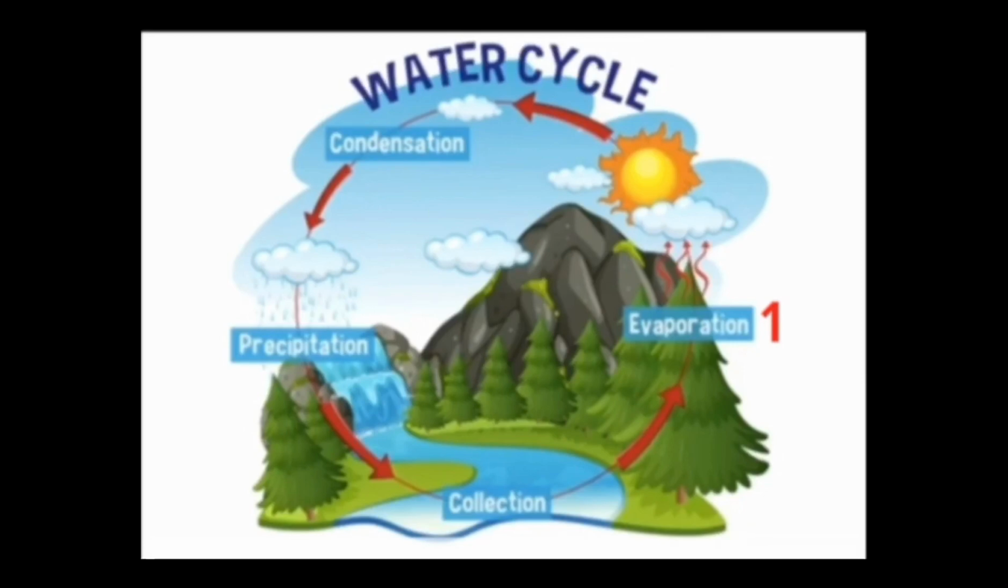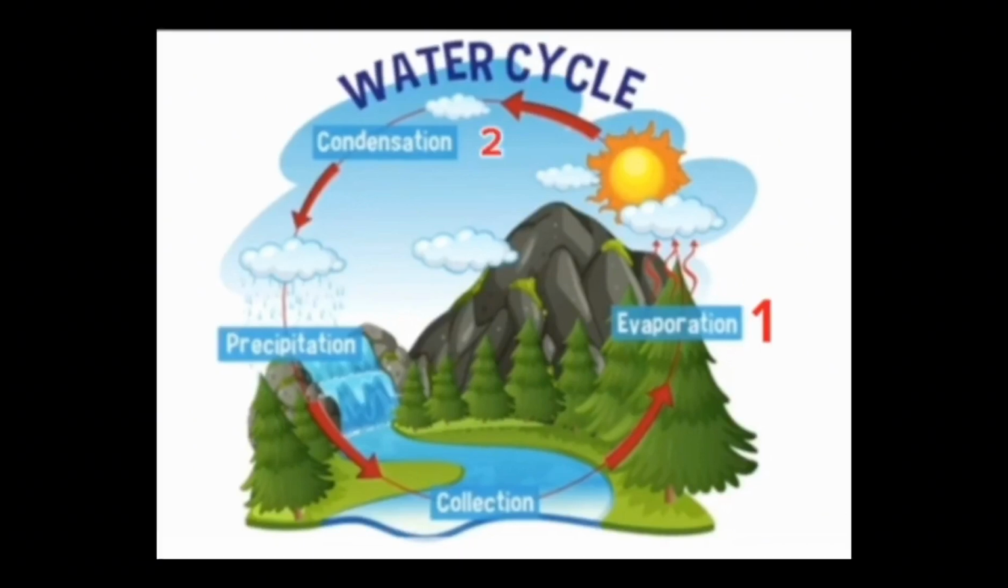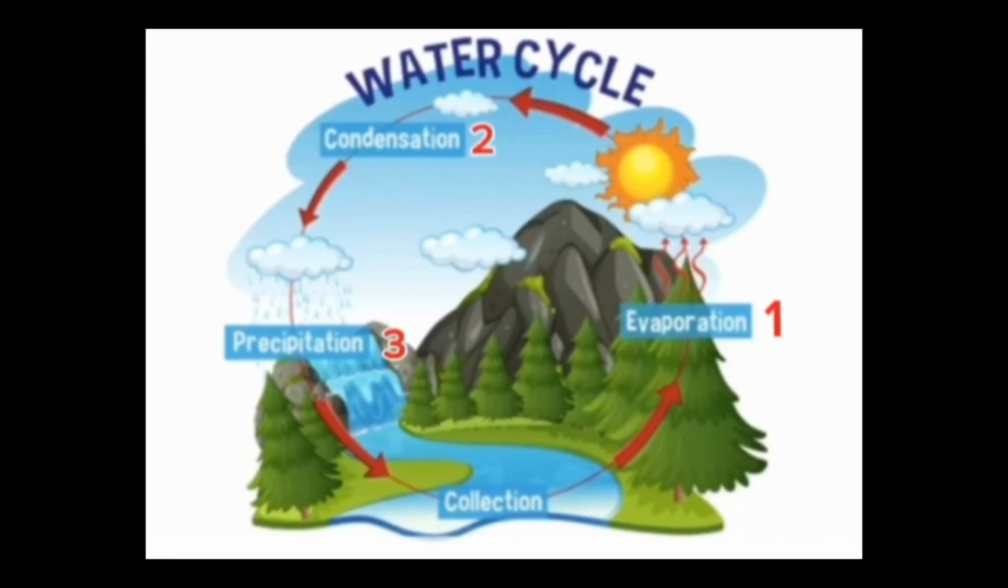First, evaporation takes place. This is when the sun heats the water on the land, in lakes, rivers, and seas. The water is turned into a gas called water vapor. The water vapor rises into the sky. Second, condensation. This is when the water vapor in the air cools down. It changes into small drops of water. This forms clouds. Clouds consist of millions of droplets of water.